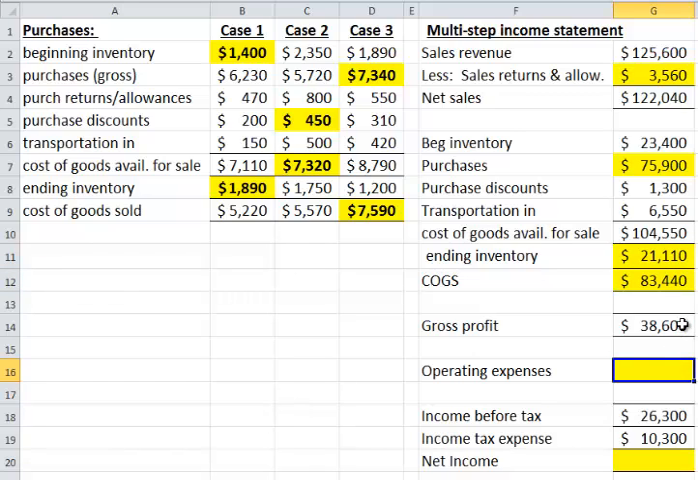Operating expenses are the difference between gross profit and income before taxes. So arithmetic, you can figure that out. And then income taxes minus tax expense gives you net income. And so we have completed the multi-step income statement.